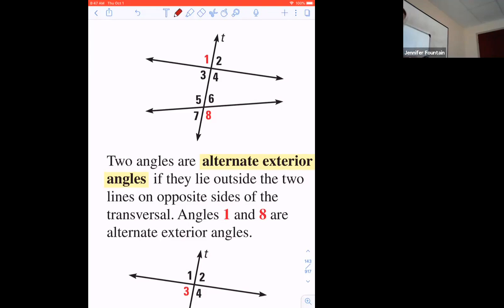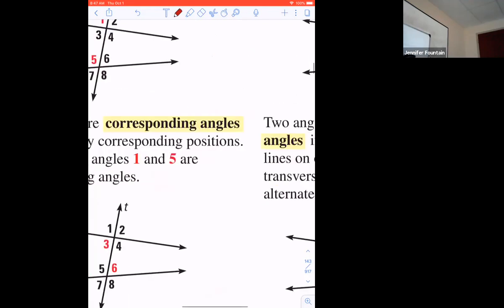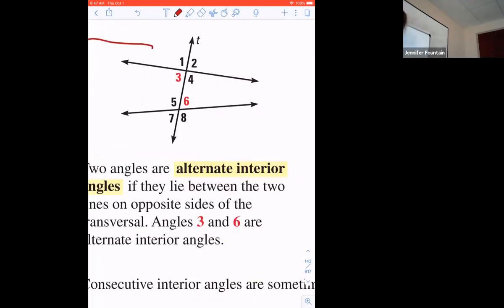So alternate exterior. Knowing alternate exterior helps us with alternate interior, because these are going to be the same. They're going to be on either side of my transversal, but they're going to be inside the lines that have been crossed over, okay?